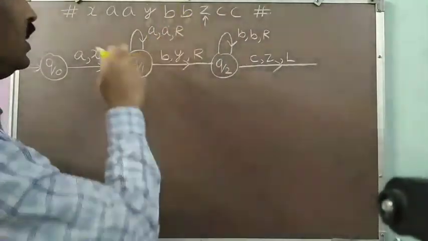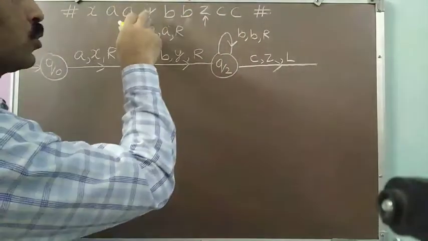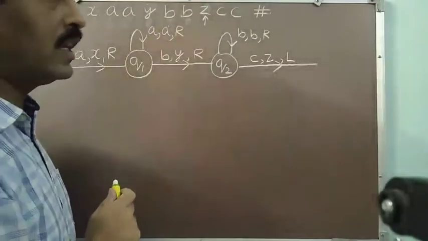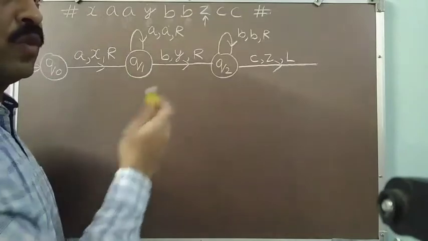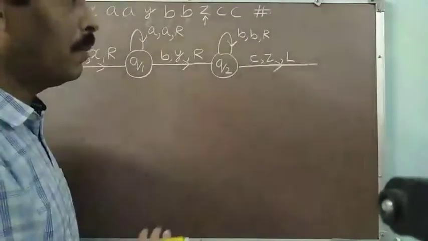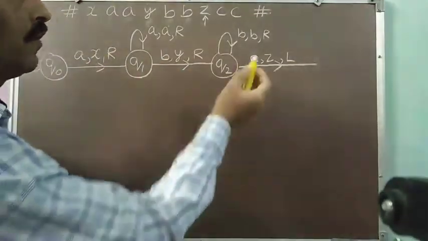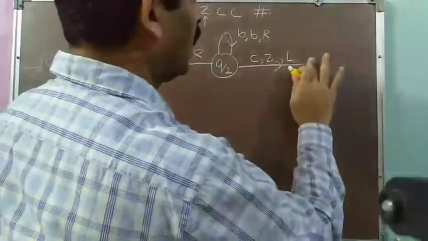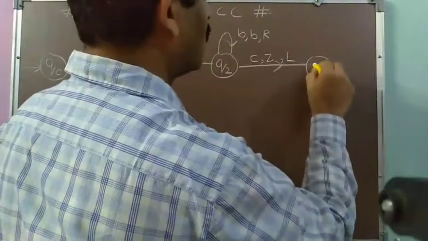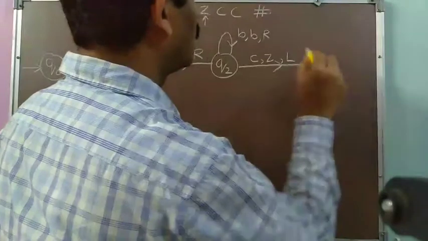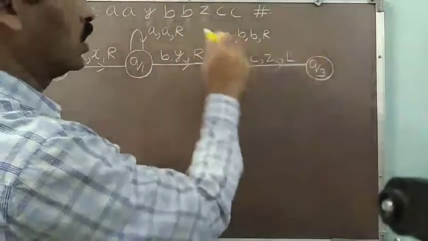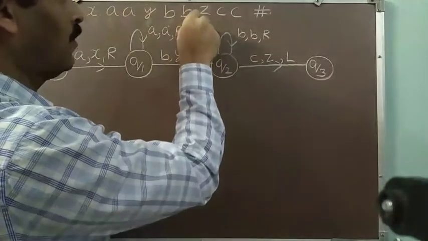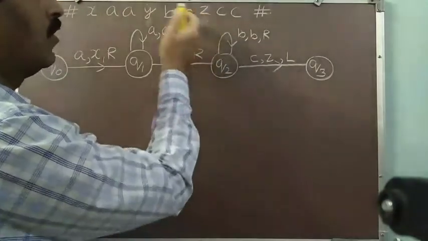After processing the C, it means I have found one A, the corresponding B I have matched, the corresponding C I have matched. Now I have to again go back to find the leftmost A, to find further A's to be matched. So that's why I have to move towards the left. So I will be moving towards left and I will be reaching the state, say Q3. So now I am here in the Q3 state and moving one position left. So my read-write head will come here.